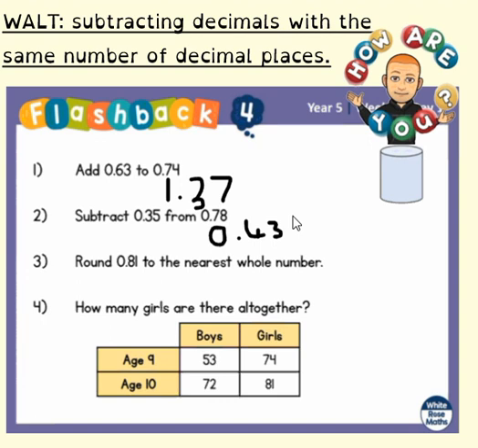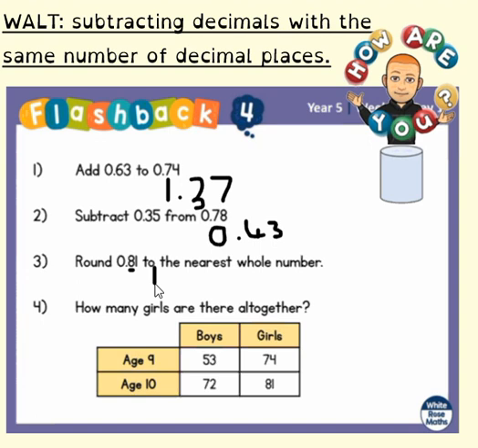Question 3. Round 0.81 to the nearest whole number. I'm looking to round it to the nearest whole number. I looked at the column 1 to the right of that, which would be the tenths column. Because I have a value 5 or greater, then I round it up to the next whole number. If I've gone past 0, the next whole number would be the number 1.